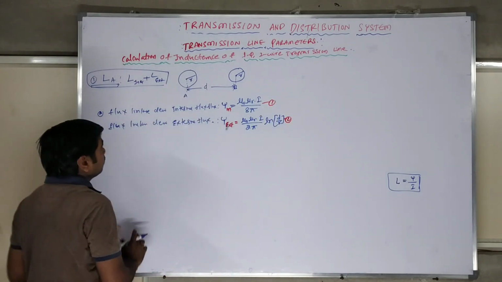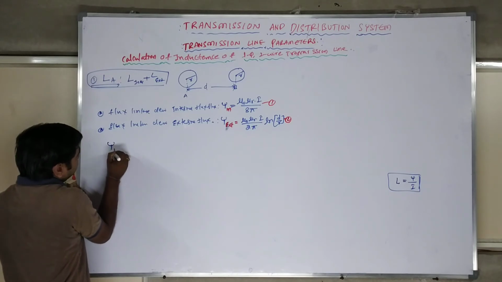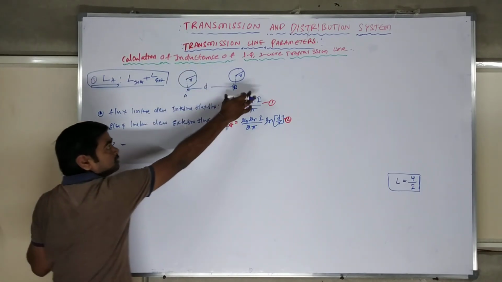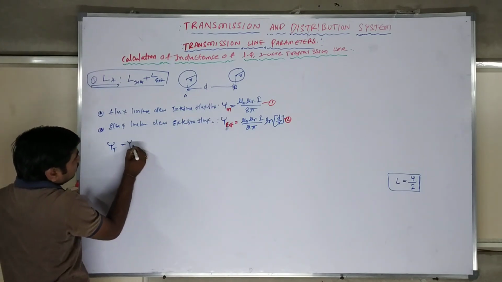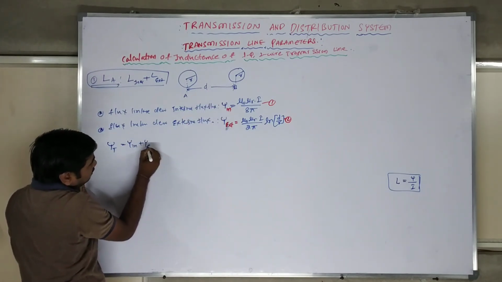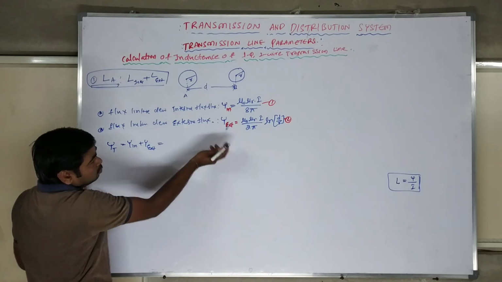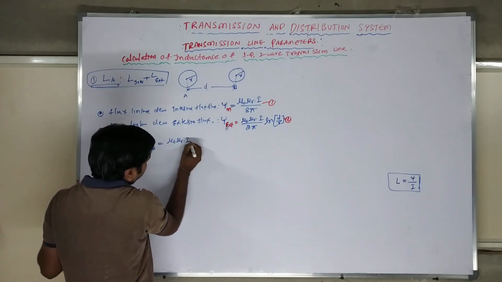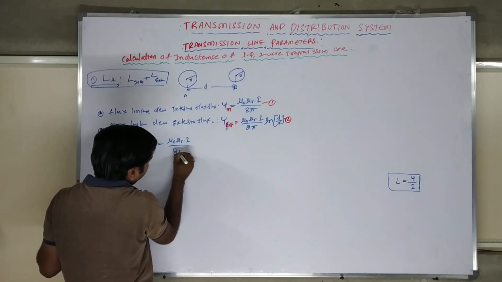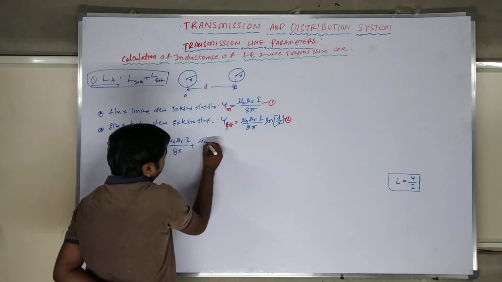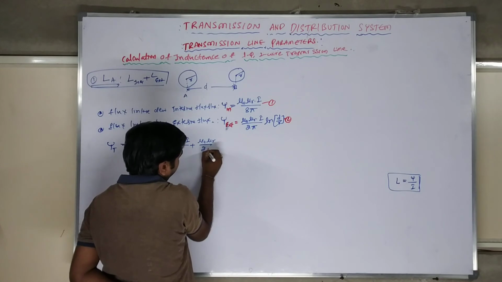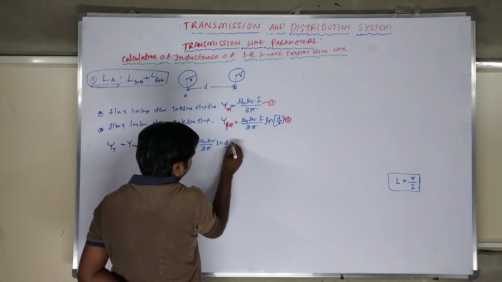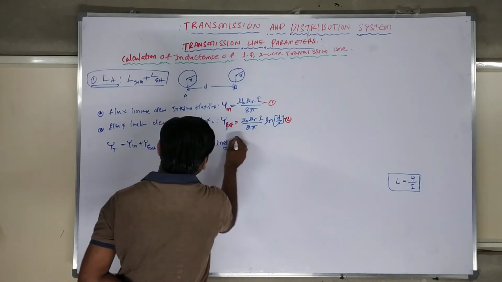The total flux linkages psi is equal to the flux linkages of internal plus the flux linkages of external. So psi is equal to mu naught mu r I by 8 pi plus mu naught mu r I by 2 pi into ln D by r. This is the total flux linkages.